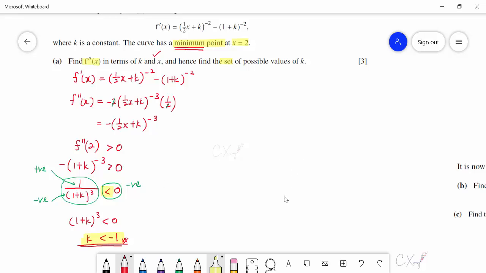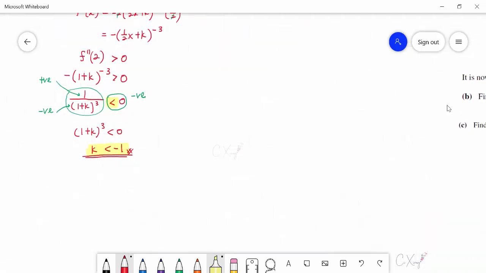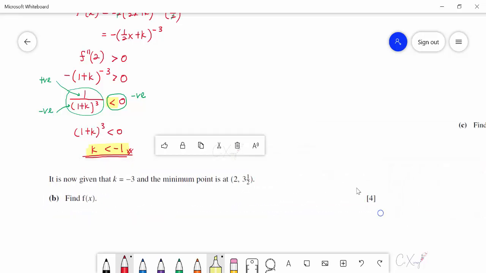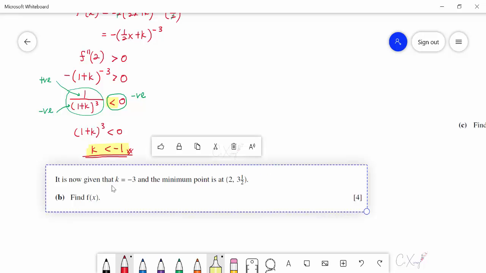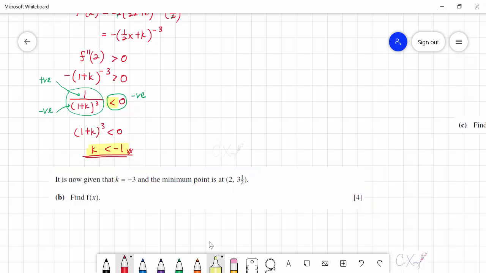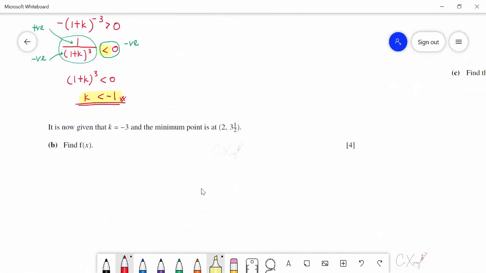Okay, right. Now we proceed further to part number 2. For question number 2, they tell us that k equals negative 3 now, and the minimum point is this one. So they want us to find f(x). To find f(x), we can start from f prime x.